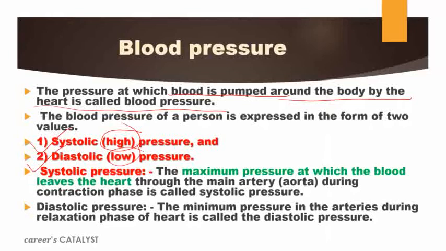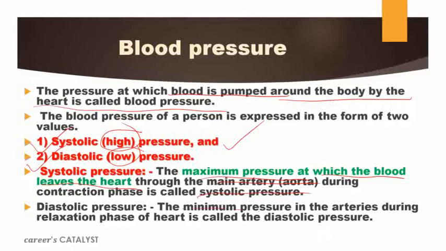Systolic pressure is this: when the blood is oxygenated, the oxygenated blood tends to reach every part of our body, and this is done by the largest artery, which is named the aorta. So the maximum pressure at which the blood leaves the heart via the main artery, the aorta, is defined as systolic pressure. Obviously at that time it will exert some pressure on the wall of the aorta, which is defined as systolic pressure. It is a little bit high if we compare it with diastolic pressure.